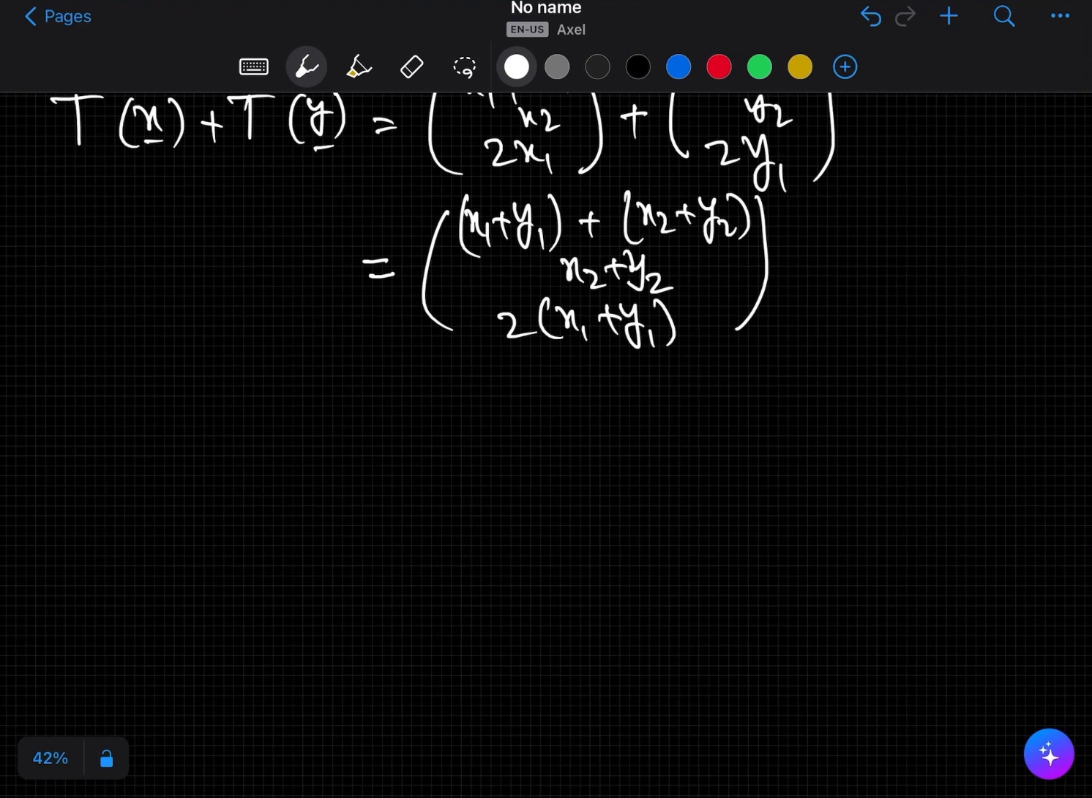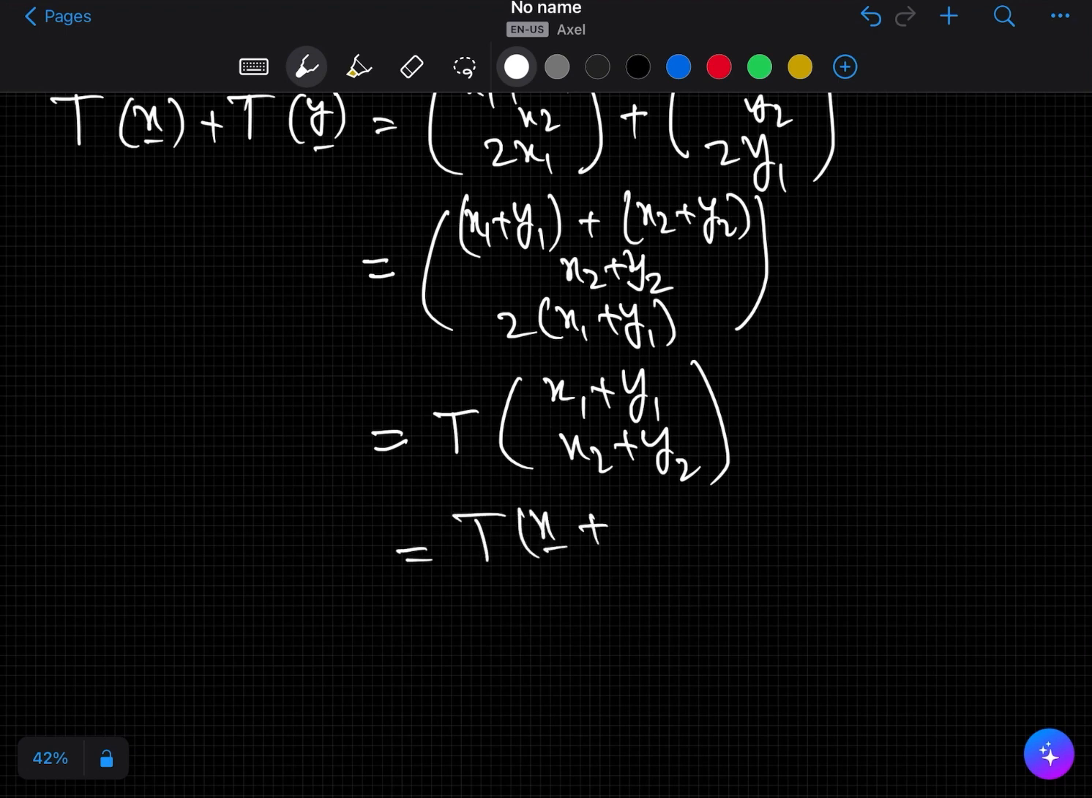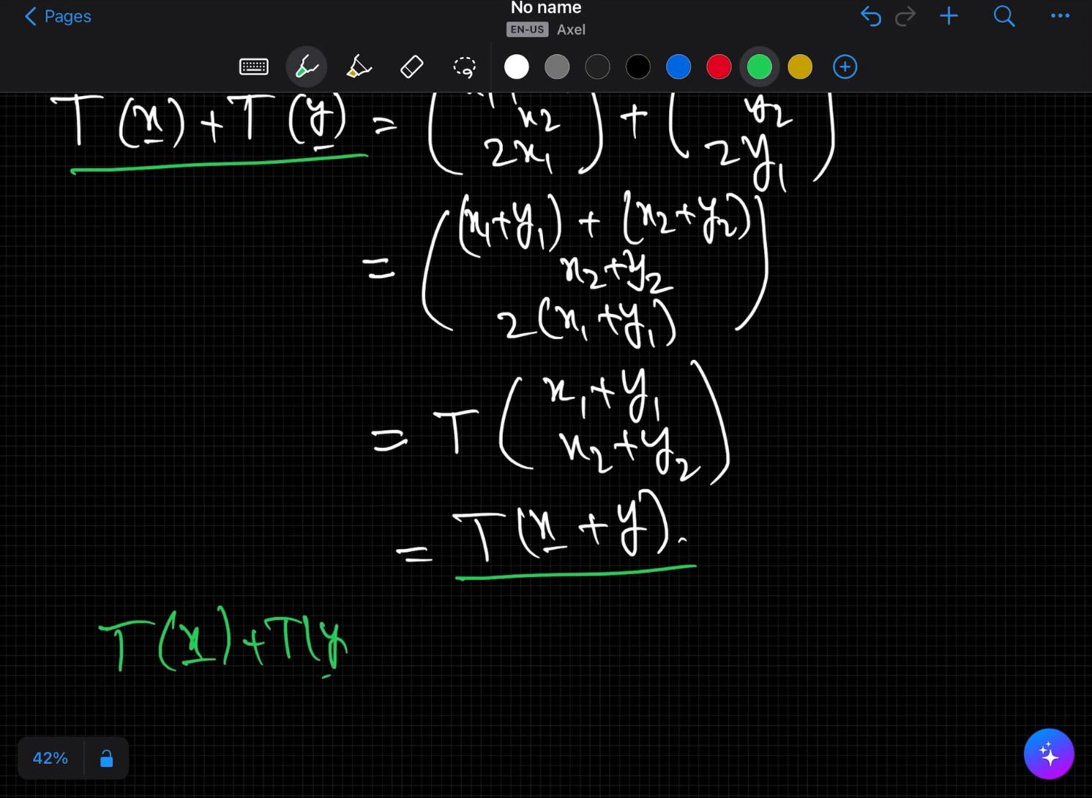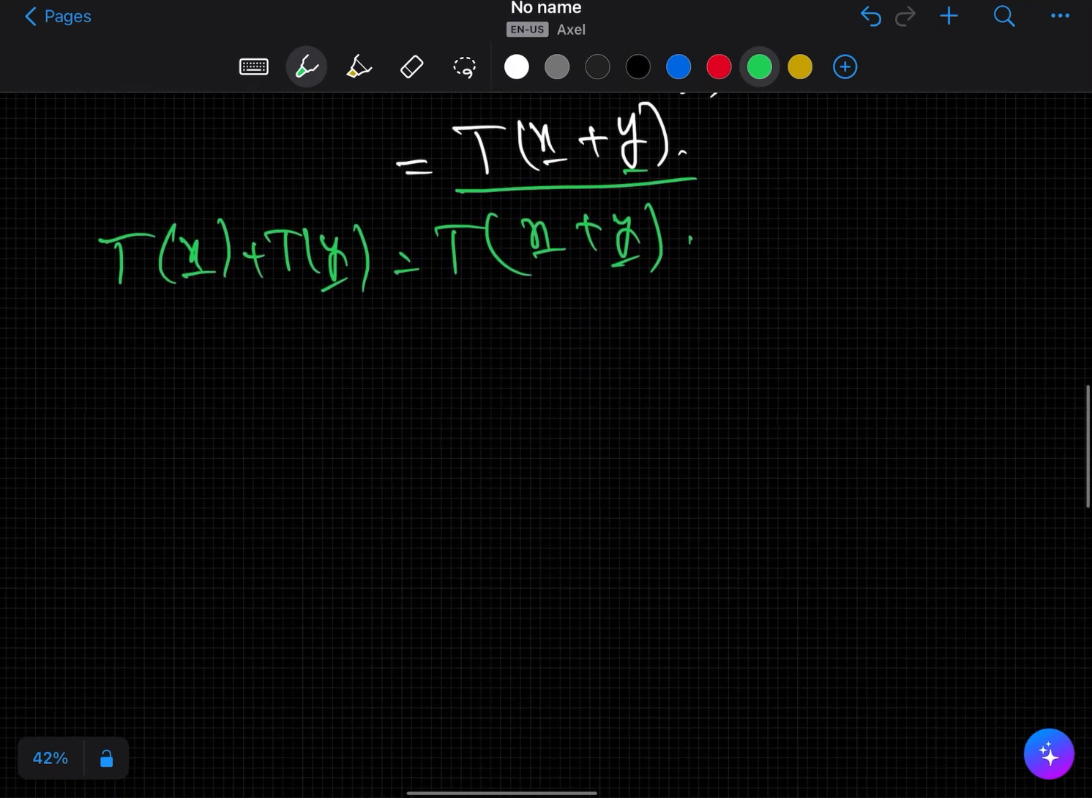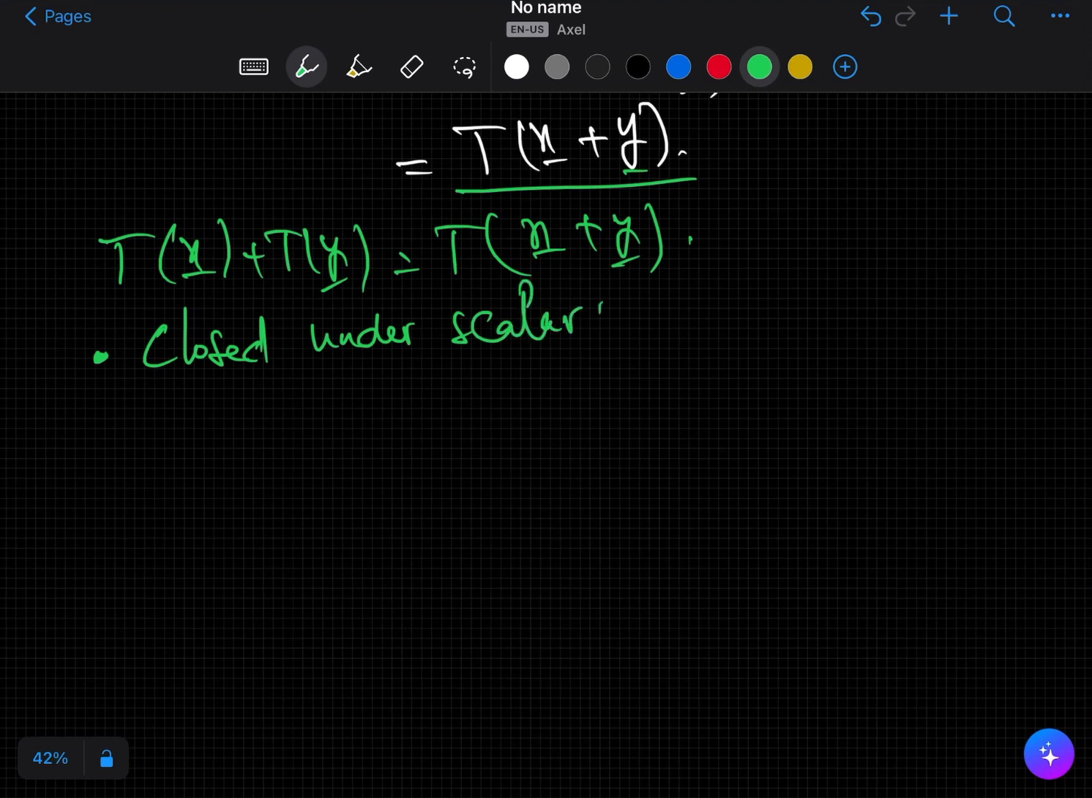Now, this, as we can see, will lead to (x1 plus y1 plus x2 plus y2, x2 plus y2, x1 plus y1), which is T(x plus y). So, since T(x) plus T(y) equals T(x plus y), therefore T is closed under vector addition. Now, let's look at the second condition to see if T is closed under scalar multiplication.